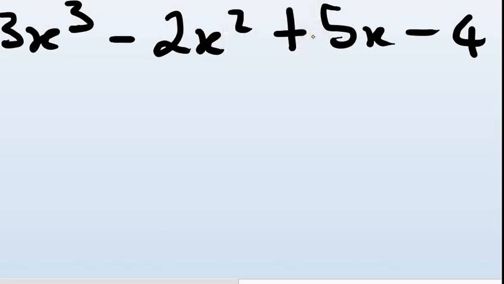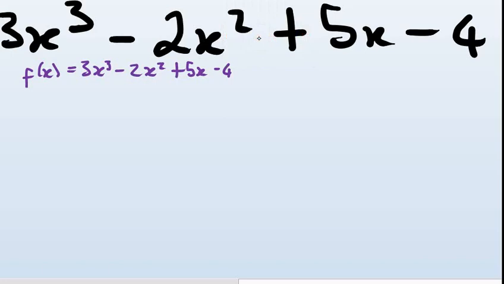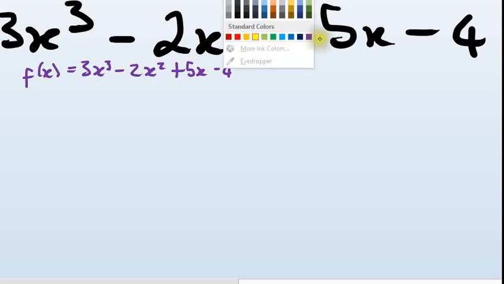f of x is actually equal to 3x cubed minus 2x squared plus 5x minus 4. And derivative? No, not derivative yet. Let's go and do f of x plus h. Give him his own color. What can we give him? I hate yellow. Give him blue.